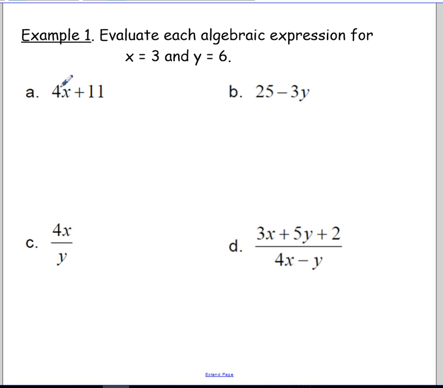4 and x are multiplied together. When two things are touching like this without anything in between, it's understood to be multiplied together. And so we're going to have 4 times 3 plus 11. Notice the x became 3 because we're substituting that 3 in. According to the order of operations, we have to multiply first. So 4 times 3 is 12, and our problem simplifies to 12 plus 11. Now we can add those together, and our answer is 23.